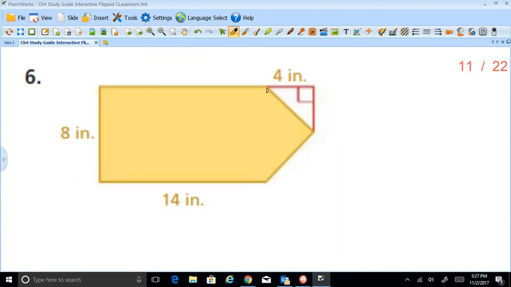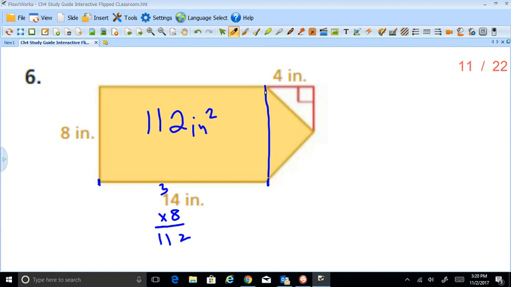Another composite figure, I can slice it right here, and now I have a triangle on the right side and a rectangle on the left side. The base from this corner to this corner is labeled as 14 inches. The height is 8. So 14 times 8, base times height. 8 and 3 is 11. So the rectangular portion is 112 square inches.